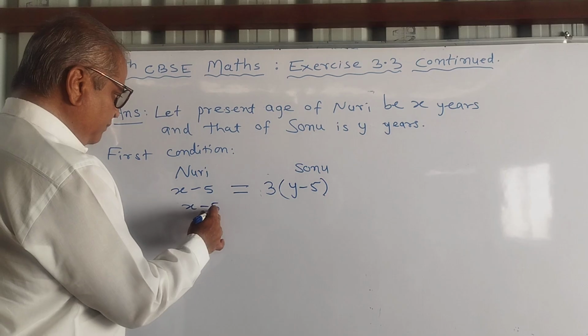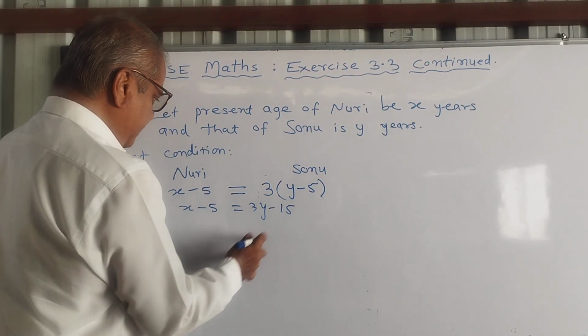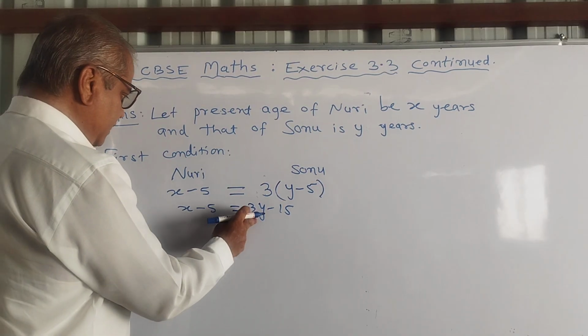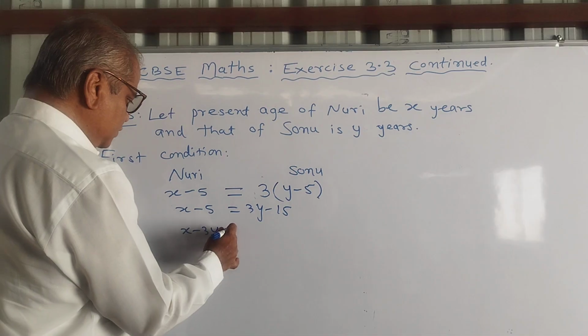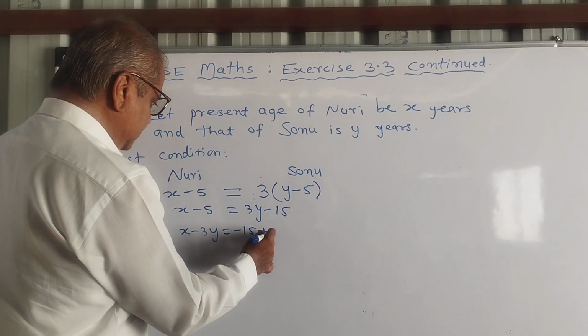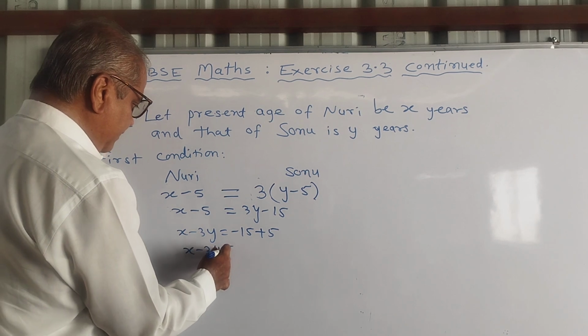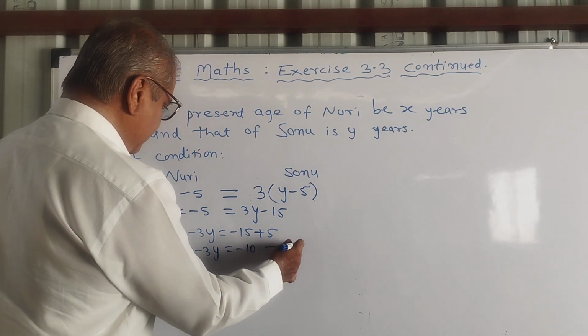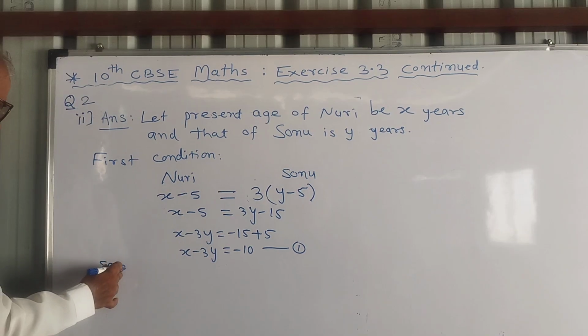X minus 5 is equals to 3y minus 15. Now transfer minus 5 there and 3y here. X minus 3y is equals to minus 15 plus 5. So we'll get x minus 3y is equals to minus 10. Equation number 1. Now what is second condition.